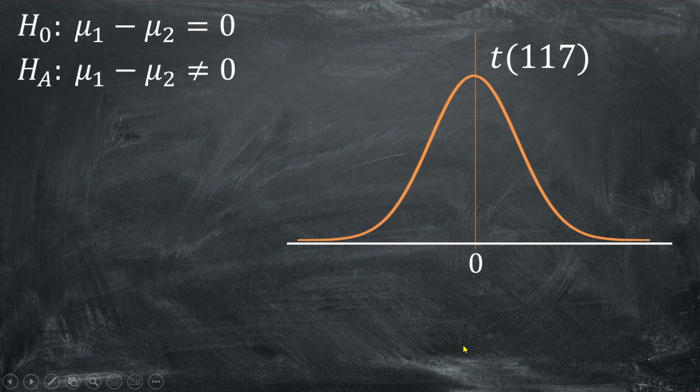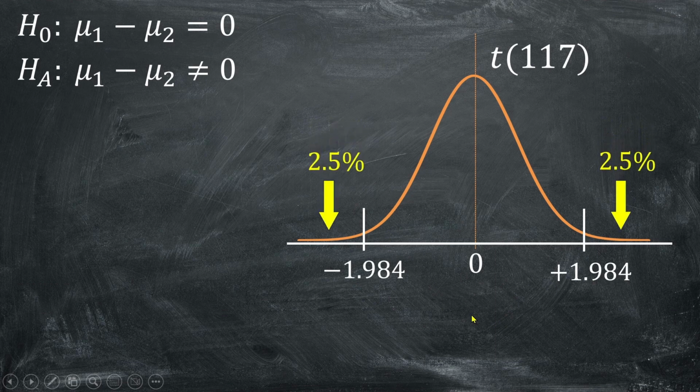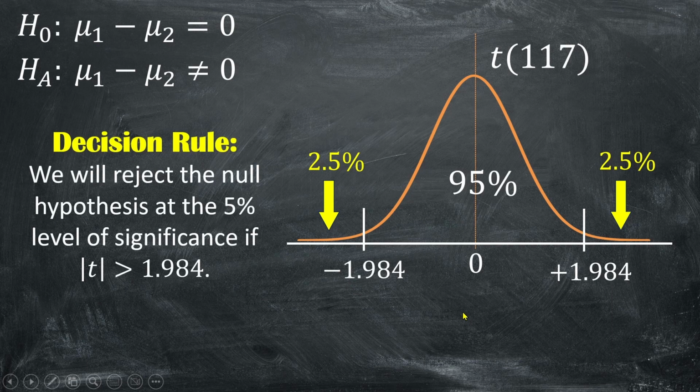So the picture then is we put plus or minus that critical value. Those critical values place 2.5% into each tail and 95% in the middle. So that makes it a 5% test. Our decision rule then is that we will reject the null hypothesis at the 5% level of significance if our test statistic in absolute value is greater than that critical value. So that's just a fancy way of saying we will reject the null hypothesis if our test statistic either falls in this lower tail or in this upper tail.